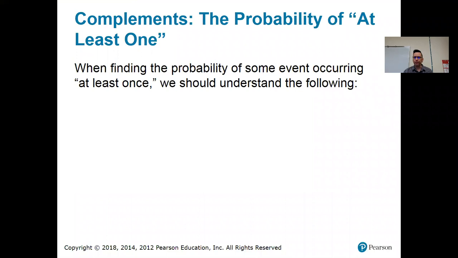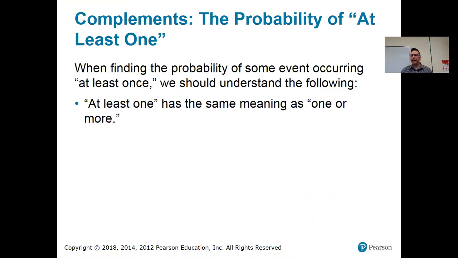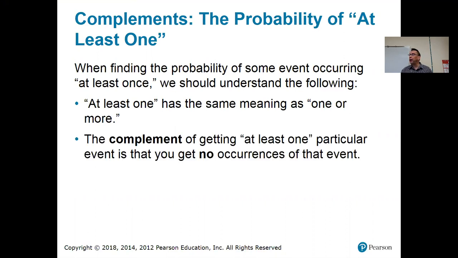Okay, so when you're finding the probability of some event occurring at least once, here are some good things to think about. At least one has the same meaning as one or more. So the only way that one or more doesn't happen is if you get no occurrences of that event. The only outcome that's not included in one or more is zero. So the moral of the story is that when you're asked about the probability that something happens at least once, it is almost always easier to find the probability that the thing doesn't happen at all and then subtract that from 1 using the complement rule.